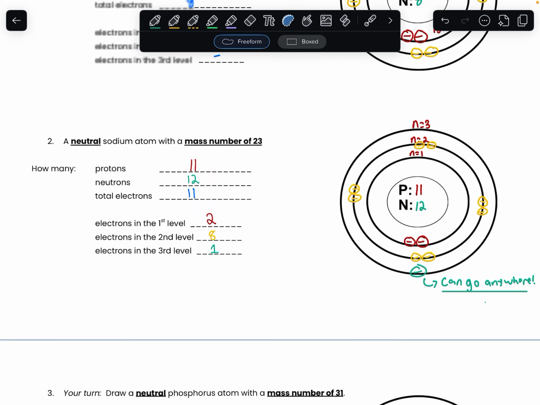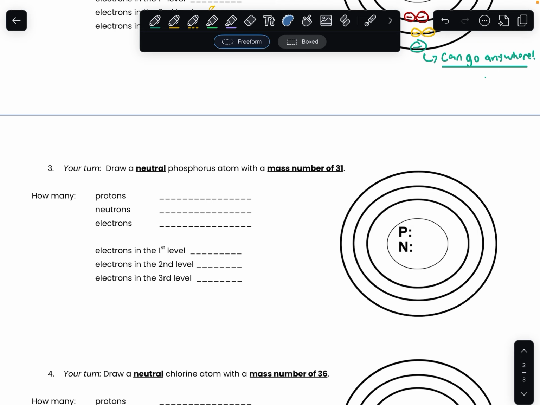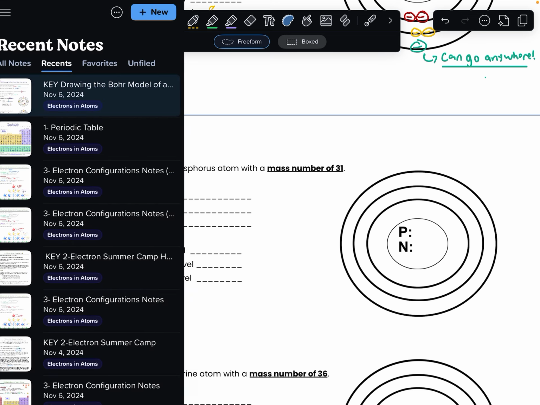All right, so let's take a look at doing phosphorus now. Phosphorus, this is your turn. What I'd like you guys to do is try this one on your own, and we can go from there. All right, so hopefully you've tried this on your own.